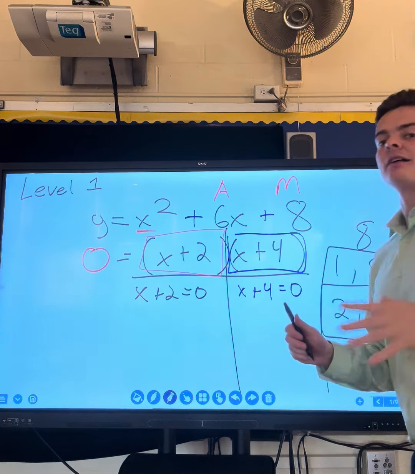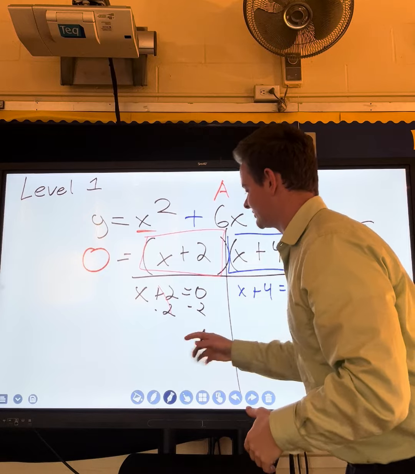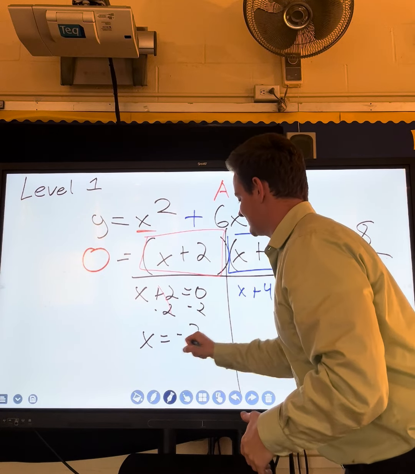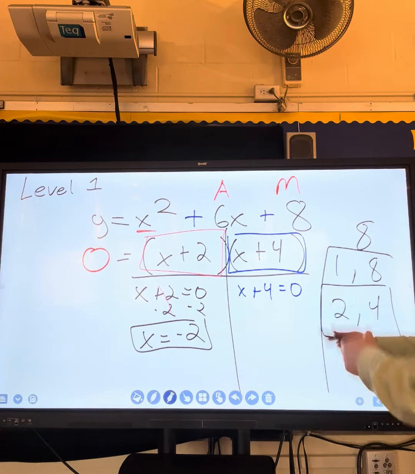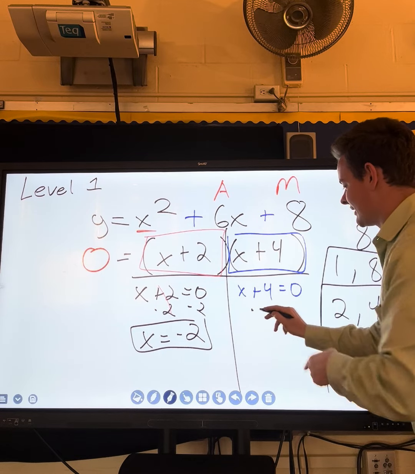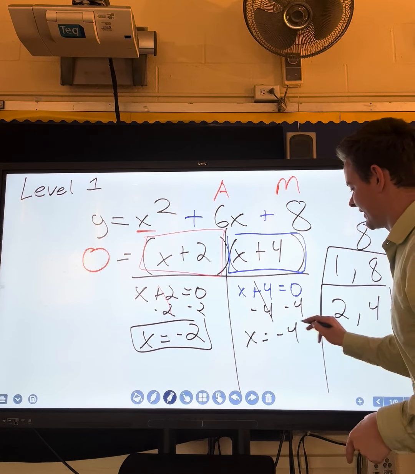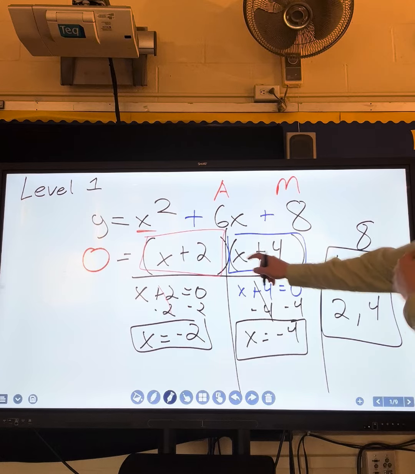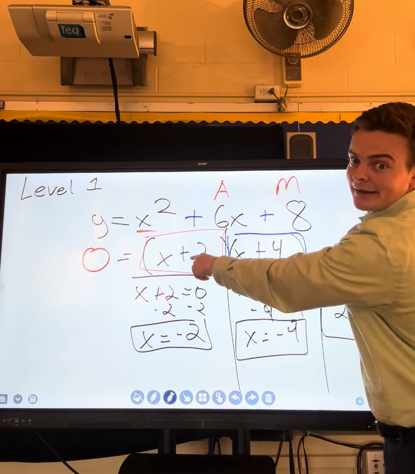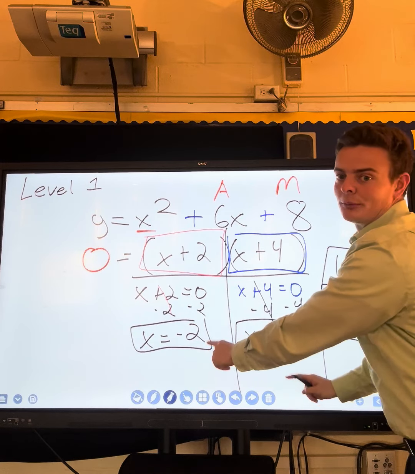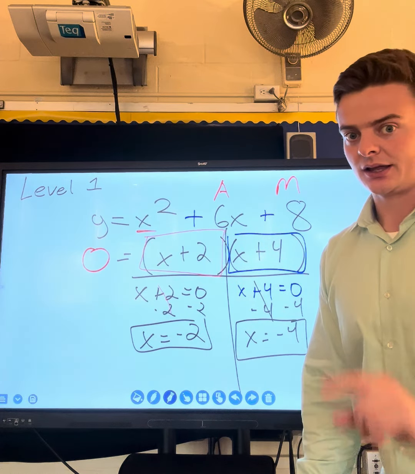So I can solve this. Minus 2 on both sides, minus 2 on both sides, and I see that x is negative 2. Negative 2 plus 2 is 0. Same thing here. I can solve this by subtracting 4. Subtracting 4, x equals negative 4. Because negative 4 plus 4 equals 0. This step here are my factors. These are my x-intercepts. It depends what's being asked for. That's level 1.